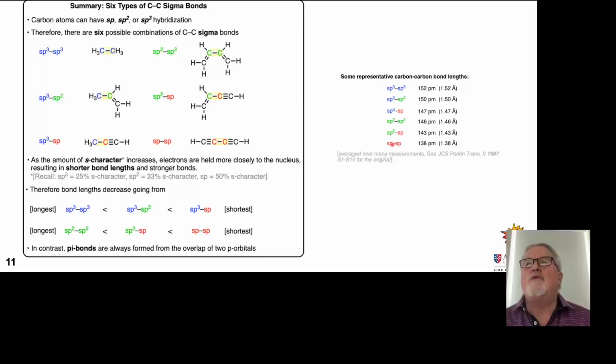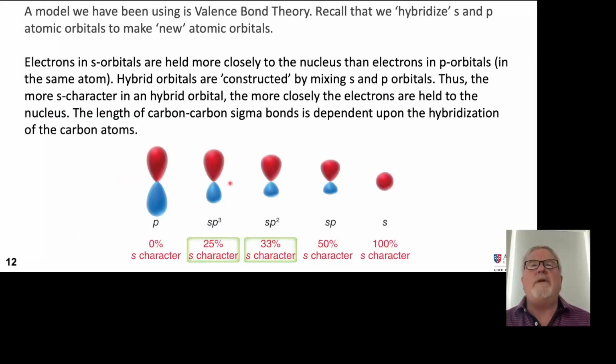And when we get down to the sp carbon bonded to another sp carbon, it's much shorter, only 138 picometers as opposed to 152. So let's take a look at this, and we're going to talk about why. Let's think again about hybridization. So when we hybridize our orbitals, we mix them.